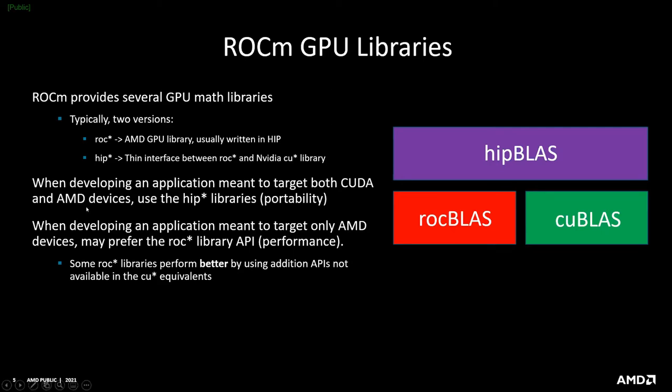On the other hand, if you're targeting just AMD devices, for example, you want to write software that will run just on Frontier or El Capitan, you want to use the ROCm version. Why is that? Because potentially, and this happens for certain libraries, we use certain APIs that are more efficient for what we do under the hood. So you basically have hipBLAS, for example, and hipBLAS maps onto rocBLAS or cuBLAS, according to which hardware you are targeting. If you're using rocBLAS, you are tied to AMD. So this is just the main difference between these two versions.